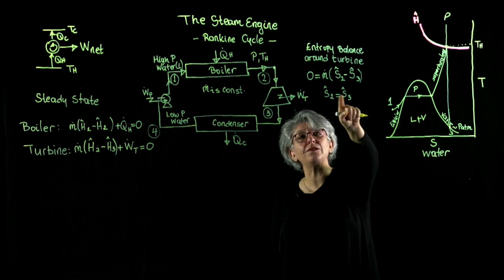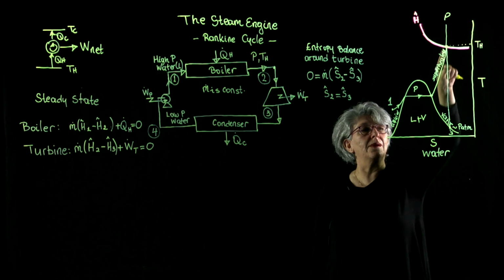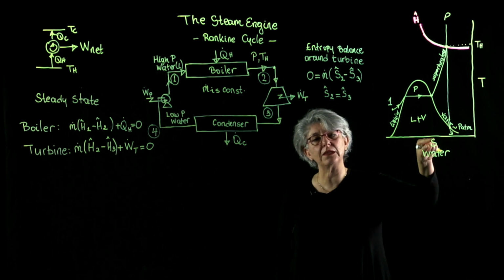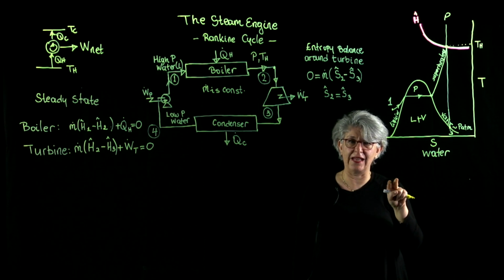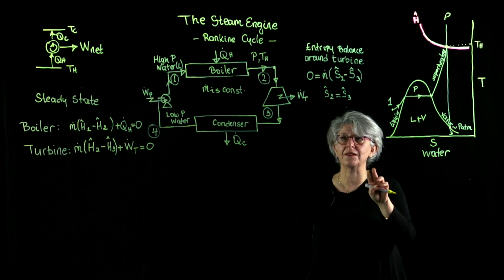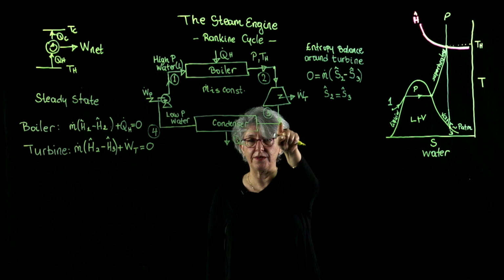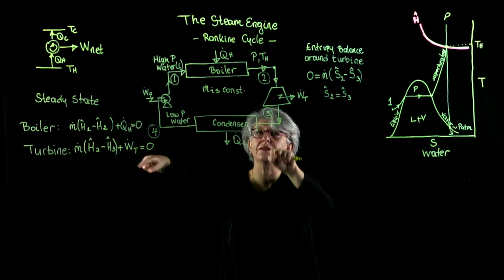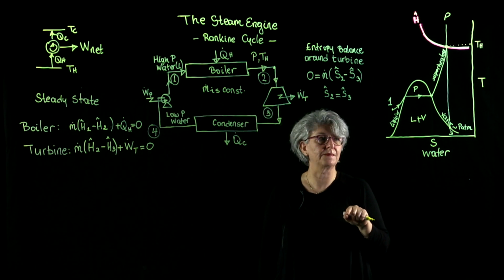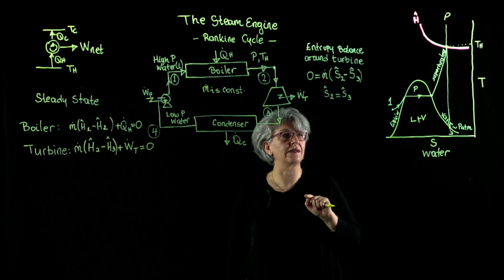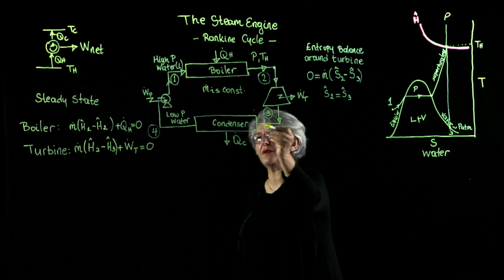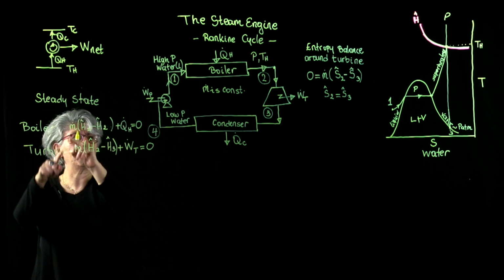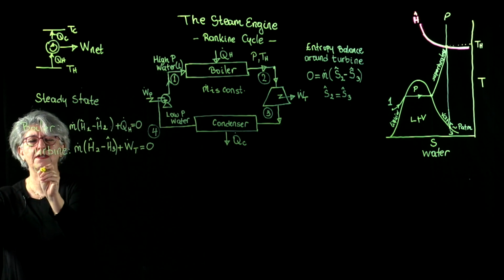Now the fact that I know the entropy of my point 3, and I know that I'm going to be very close to the saturation line, allowed me to specify the state of the system at point 3. I know everything. I can find the enthalpy, and I can calculate the turbine work. All right? How about the condenser? Between point 3 and point 4, I'm going to have a very similar energy balance to the boiler. Let me write.